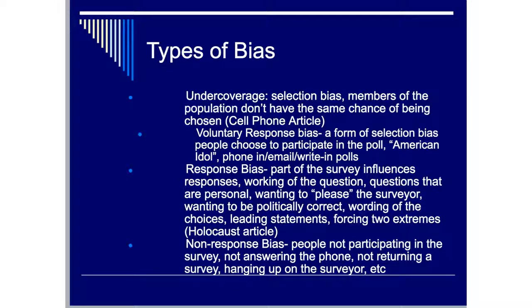Okay. So that's the first type of bias, undercoverage. Not everybody had a chance to be a part of the survey, either by choice or because they don't have a cell phone, right?